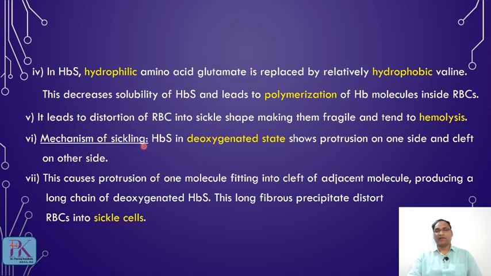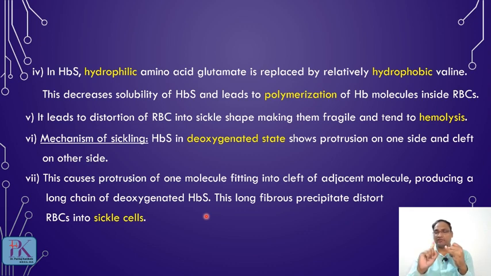This sickling occurs in the deoxygenated state. Why? Because in the deoxygenated state there is a protrusion on one side and a cleft on the other side. So the protrusion of one molecule fits with the cleft of the adjacent molecule, and a long chain of deoxygenated HbS is produced. That causes a long fibrous precipitate, and there is distortion of RBC into the sickle cell. That is more than enough for 2 marks.